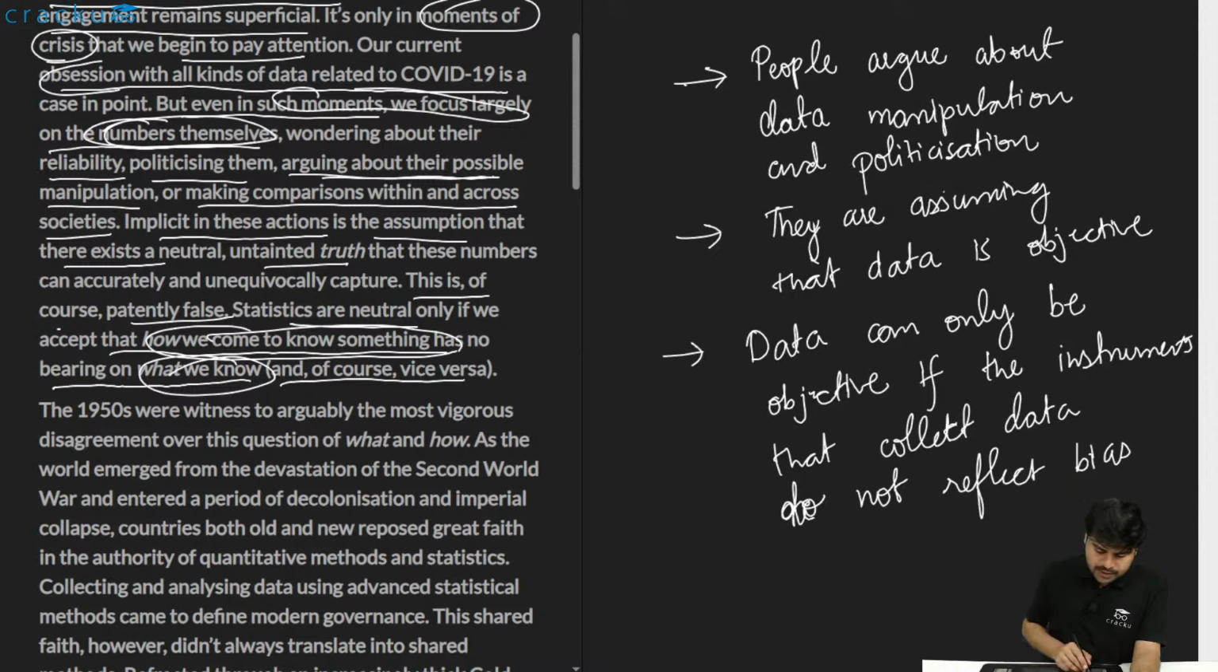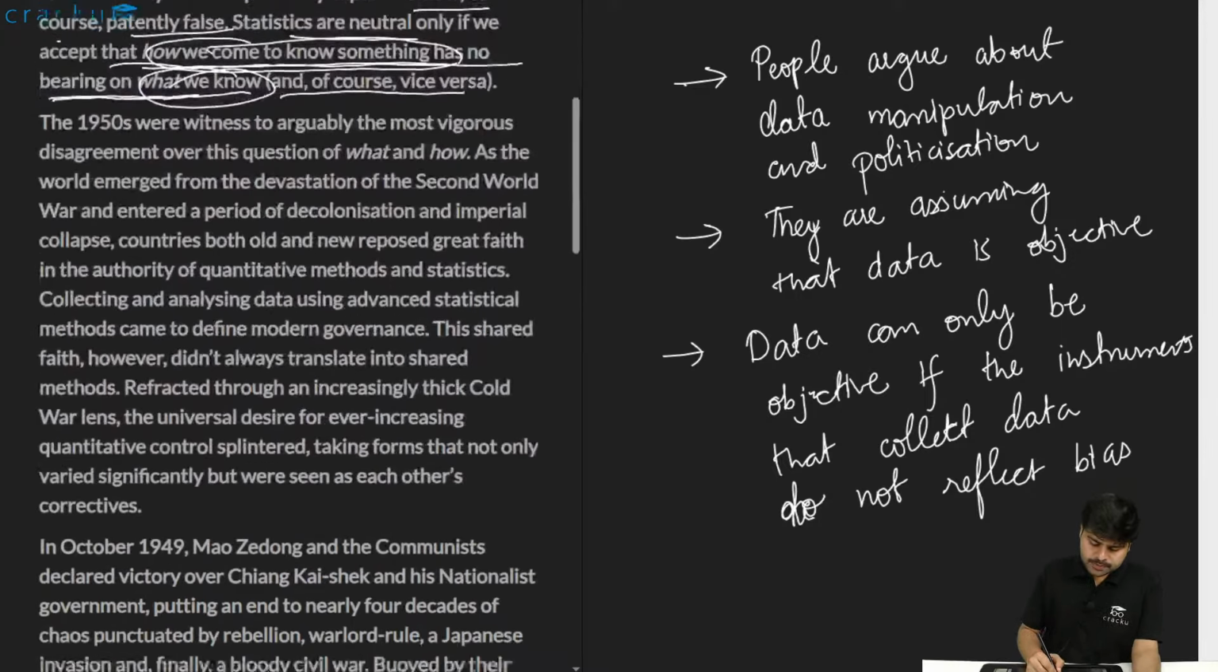But the author is arguing that how we come to know something has no bearing on what we know, right? When we try to derive data, we try to derive conclusions, and whoever is deriving conclusions is a person, and all people have biases. That is the essential nature of data that the author is trying to portray. The author is essentially trying to say that there is no objectivity to data. Data can be as varied in meaning and as diverse in meaning as people make it out to be, right? Let's move on to the next one.